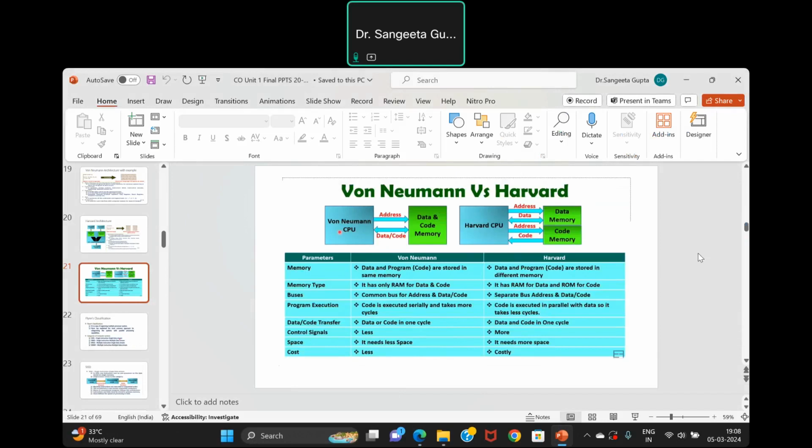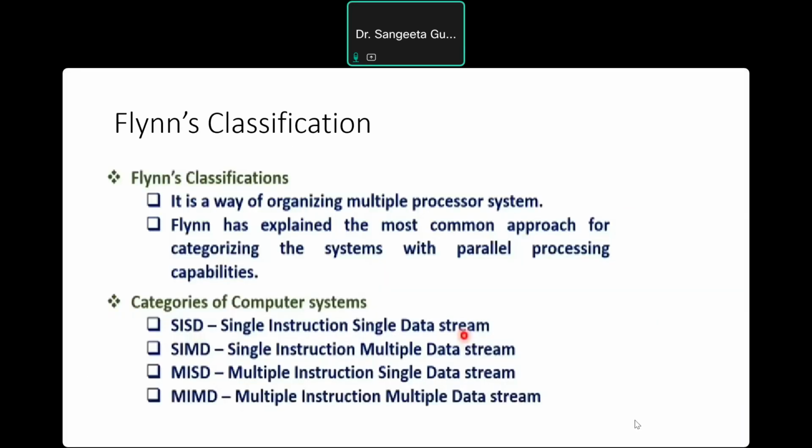In my previous video, I discussed the significance of von Neumann architecture and how it is different from the Harvard architecture. Now, proceeding further, today I will be discussing Flynn's classification. Flynn is a great scientist who provided a way to organize multiple processor systems. The most common approach to categorize systems with parallel processing capabilities, where multiple jobs can be executed at the same time, is given by Flynn.